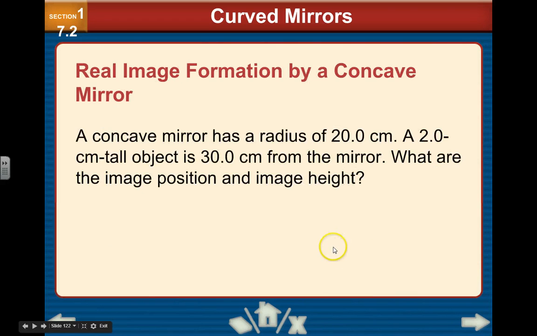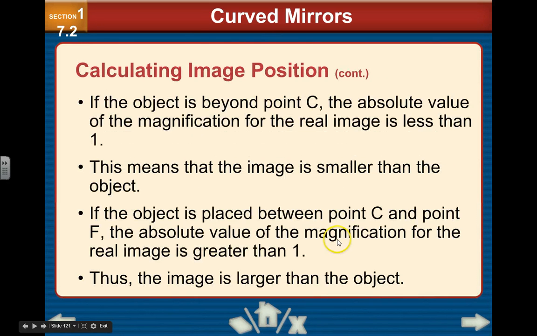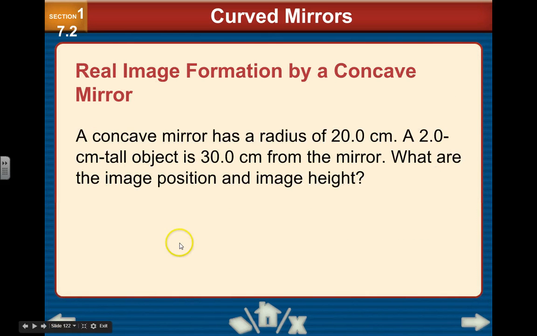By the way, the focal point for a convex mirror is on the other side of the mirror. There's no way you can get between the center point and the focal point because both the center point and the focal point are on the opposite side of the mirror. That means that you can never get a larger image from a convex mirror. Only concave mirrors will give you a larger image.